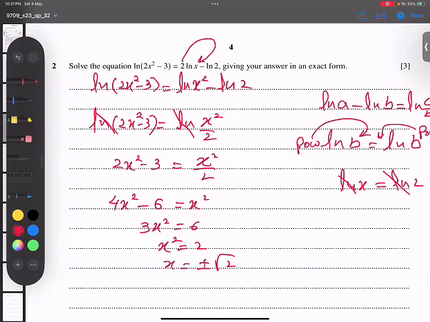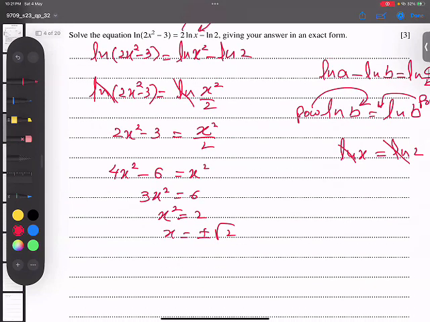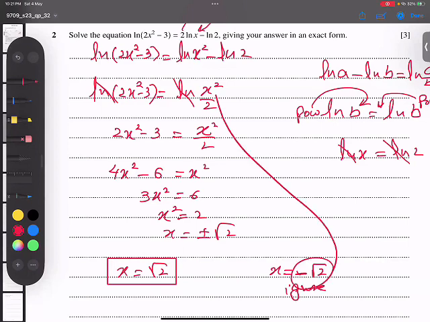But student, I think the negative will not work. I think positive root 2 is the correct answer, but the other one is ignored. Logic, I just tell you: when I plug in this value, especially here, for your knowledge, log of a negative value will give you undefined. So that is why we have to ignore this one. So this is our answer.